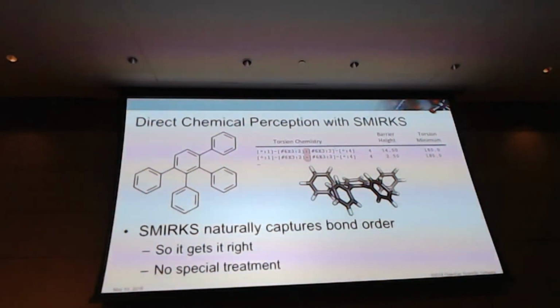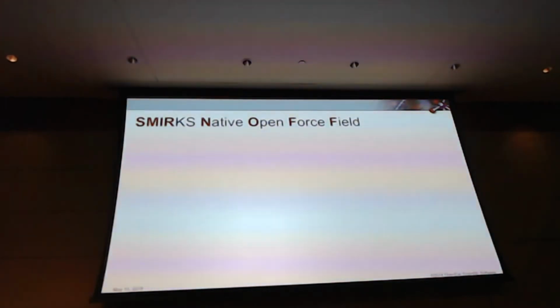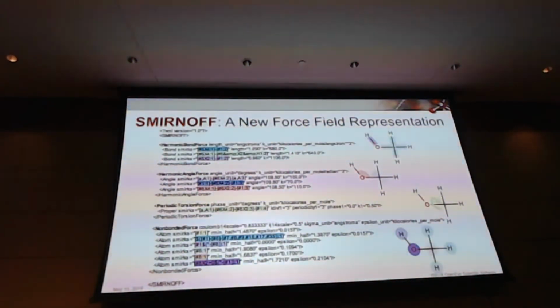No special treatment. So we generalized this to come up with a new data representation for a force field called the SMIRKS Native Open Force Field, which abbreviates to SMIRNOFF. And this new force field representation can be used directly to represent your force field. So this is the SMIRNOFF force field for methanol. And basically, it's just copying over the parameters from Amber.